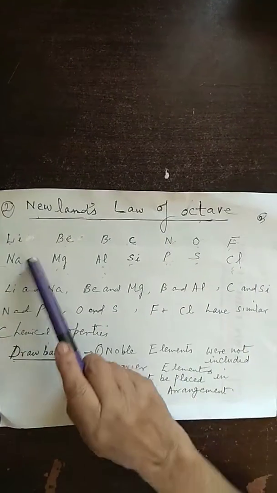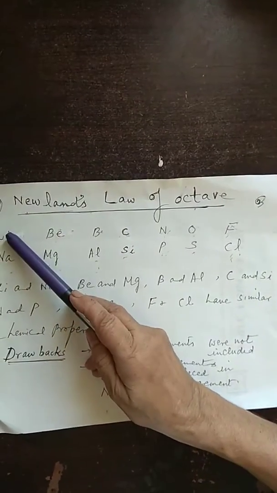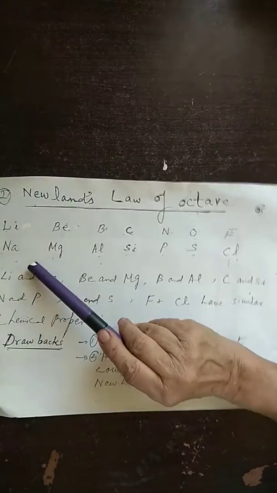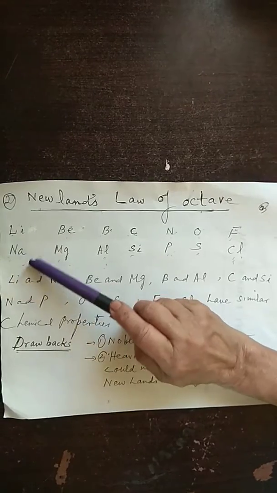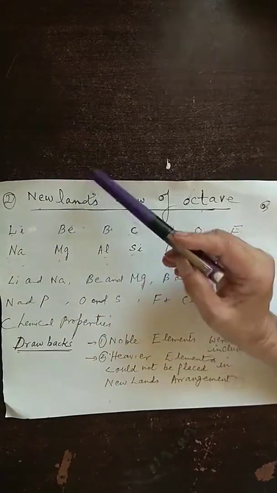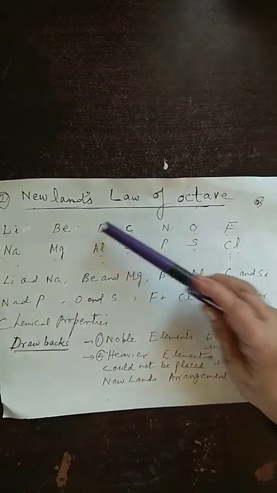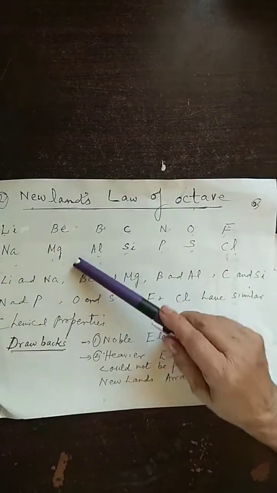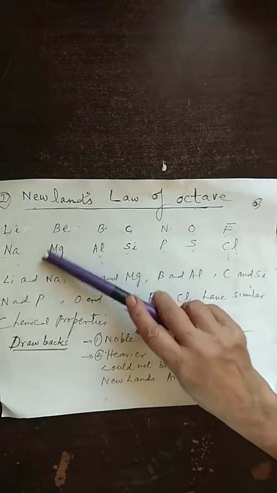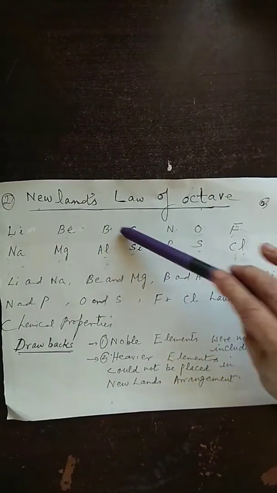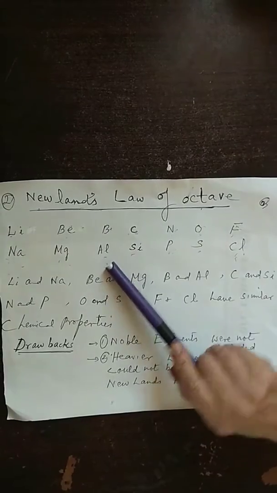Now if we consider the first element, suppose this is the first count, 1, 2, 3, 4, 5, 6, 7, and 8. Sodium is the 8th element. So properties of sodium are similar to lithium. If we start from beryllium, what is the first element? 1, 2, 3, 4, 5, 6, 7, and 8. Magnesium is the 8th element. Its properties are similar to beryllium. If you consider boron, 1, 2, 3, 4, aluminium is the 8th element.